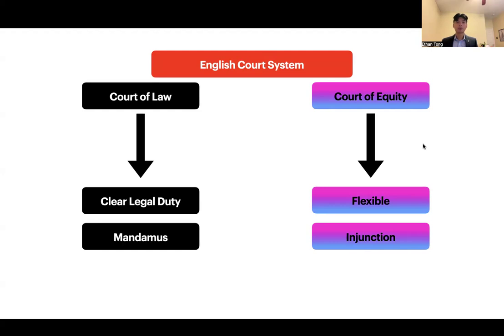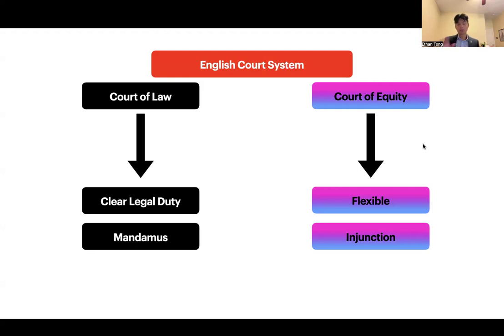Courts of law were supposed to settle simple matters that were black and white, when somebody owed a clear duty to somebody else. Most often, that resulted in damages going from one party to the other. If you had harmed somebody else, they would look through the case law to see what damages were available, and then order you to pay damages to the other person. The mandamus comes from a court of law because a mandamus is ordering somebody to do something that they have a clear and indisputable legal duty to do. So a mandamus is an order to somebody when they have a clear and indisputable legal duty to perform something.